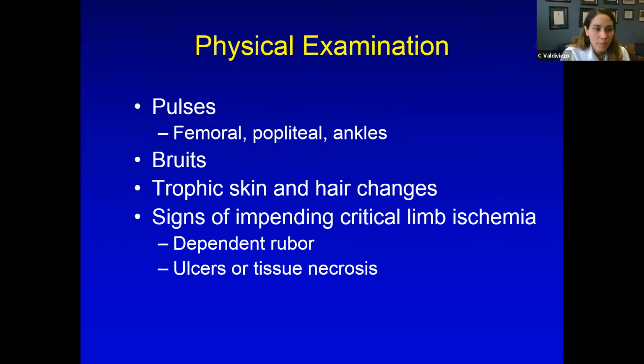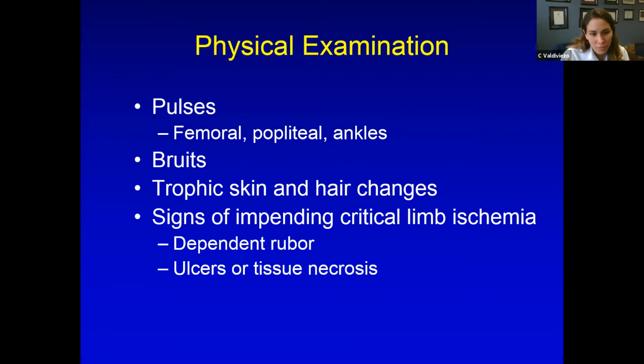The physical exam includes checking pulses. You want to check the femoral, popliteal, and ankle pulses. You want to listen for bruits. And then you also look for trophic skin and hair changes. Since these patients have poor circulation, you often find very thin and shiny skin, and often in those areas they will also experience hair loss. Those are the typical signs of peripheral artery disease.